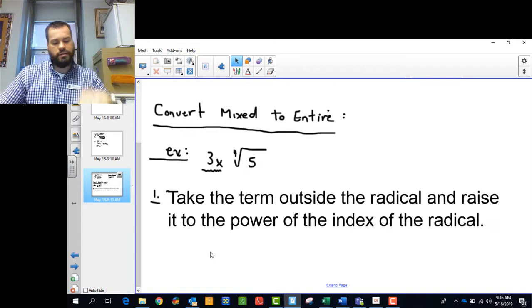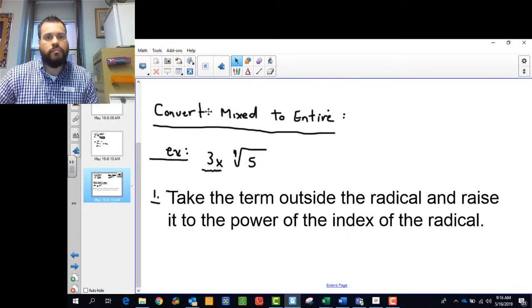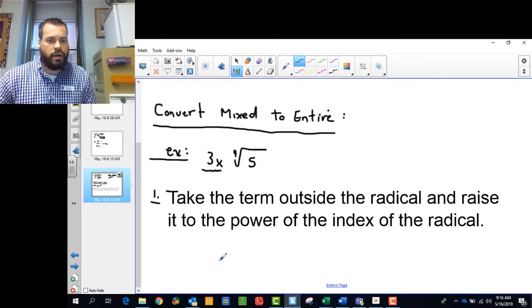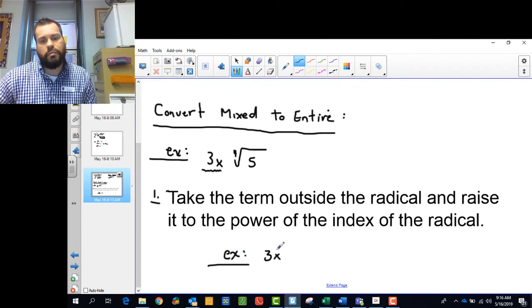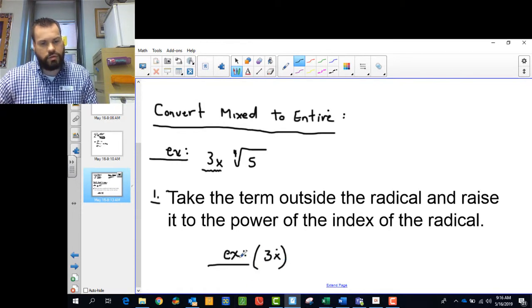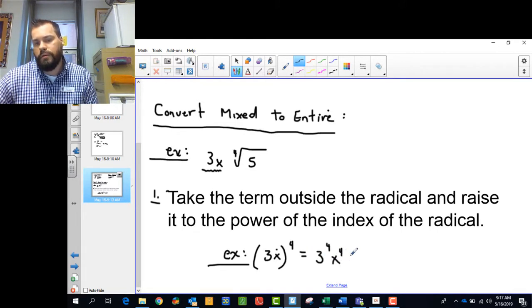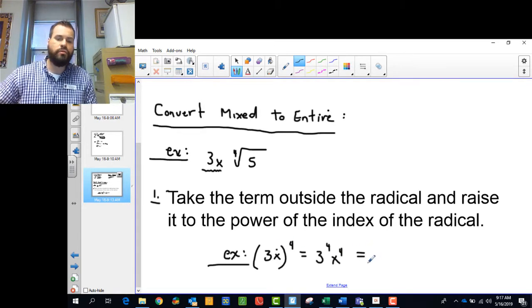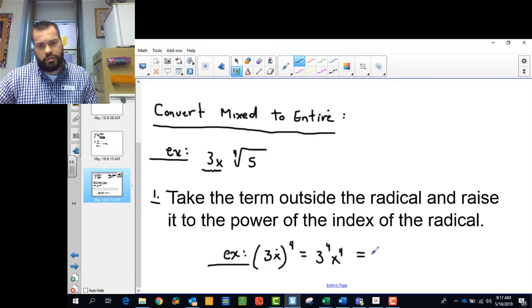What that means, in our example, is we're going to take our 3x and raise it to the fourth power. We're going to try to figure out what that is, okay? So that's 3 to the fourth times x to the fourth. You remember your exponent laws, hopefully. And then 3 to the fourth is 3 times 3 times 3 times 3, so it's 81x to the fourth. So that's the first thing we're going to do.